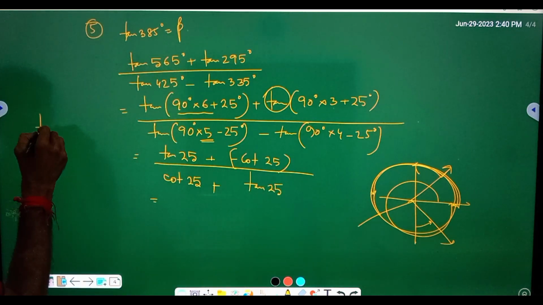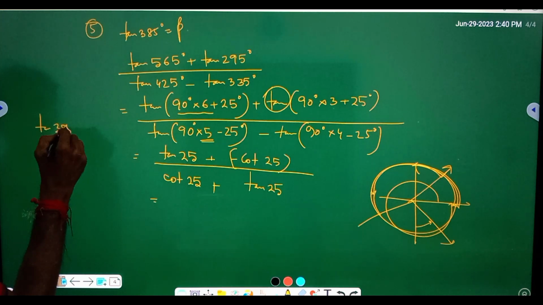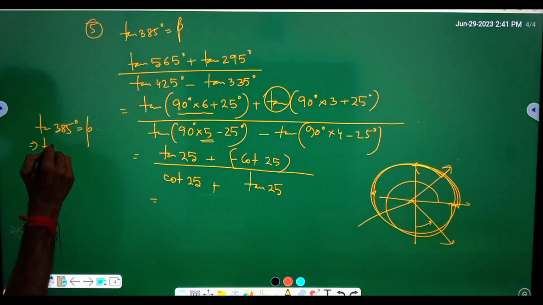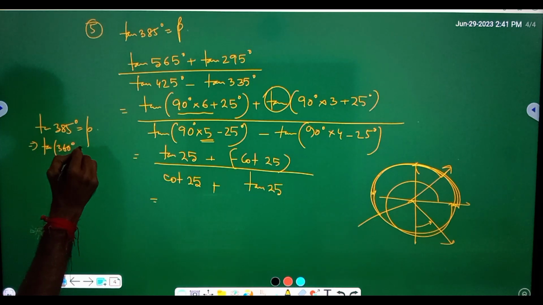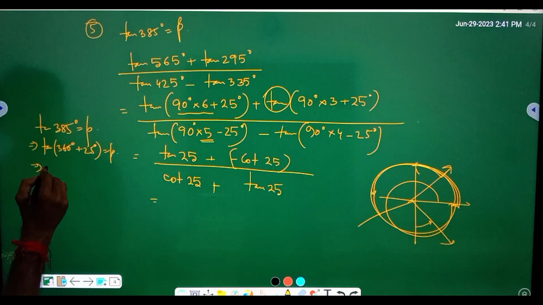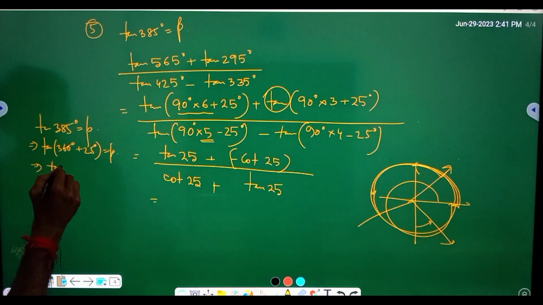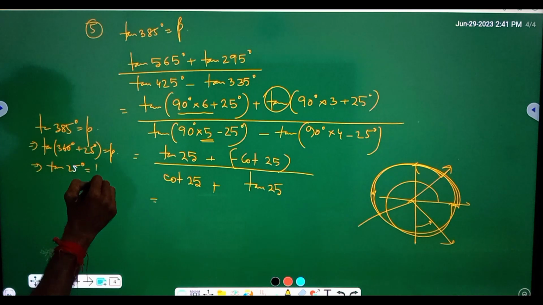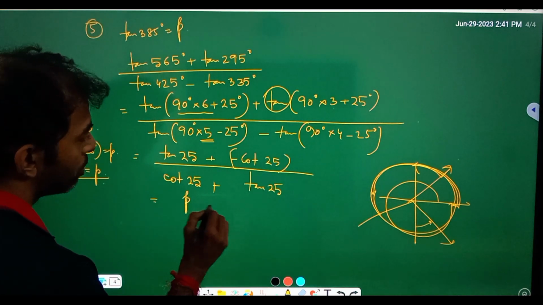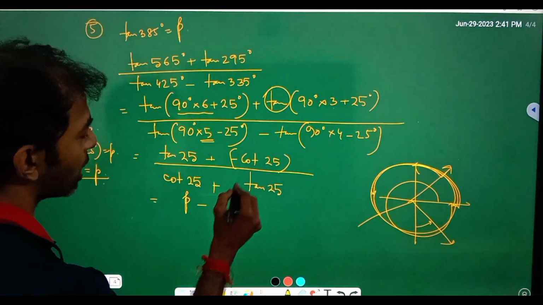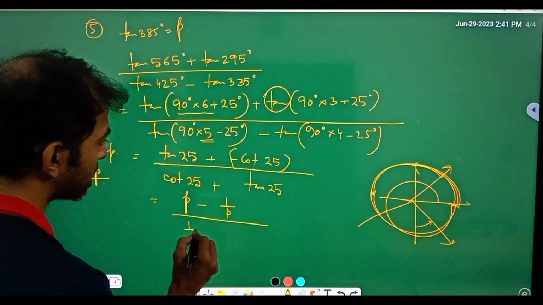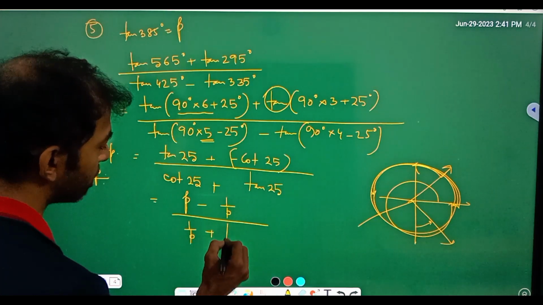Now what is the value of tan 25 and cot 25? For that you need to calculate this one. You need to consider this 385 as P, and 385 you may write as 360 degree plus 25 degree, and that's our P. So 360 plus 25, we all know that's going to be tan 25, and tan 25 equals P here. Okay, no problem. So tan 25 is P, plus minus minus makes it minus, and cot 25 is 1 by P.